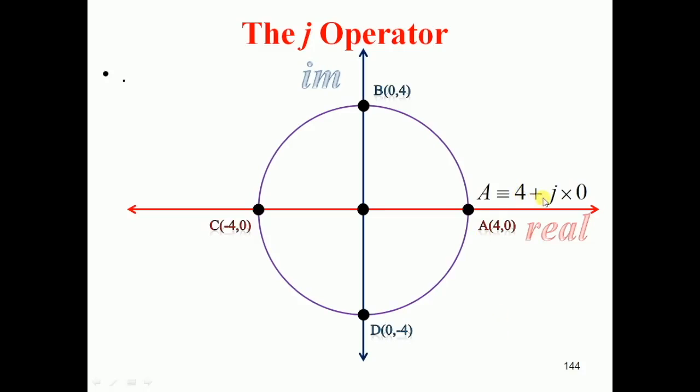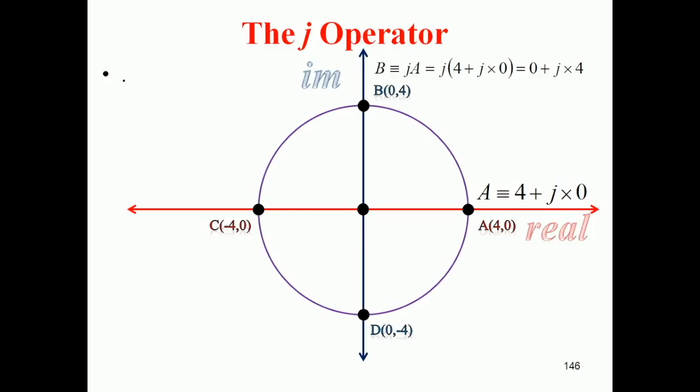Now we have A, which is an ordered pair in complex numbers, (4, 0), equal to 4 plus j times 0. Here this j is the square root of minus 1, the way we represent a complex number i, but the notation is reserved as the j operator. So this time j equals the square root of minus 1.